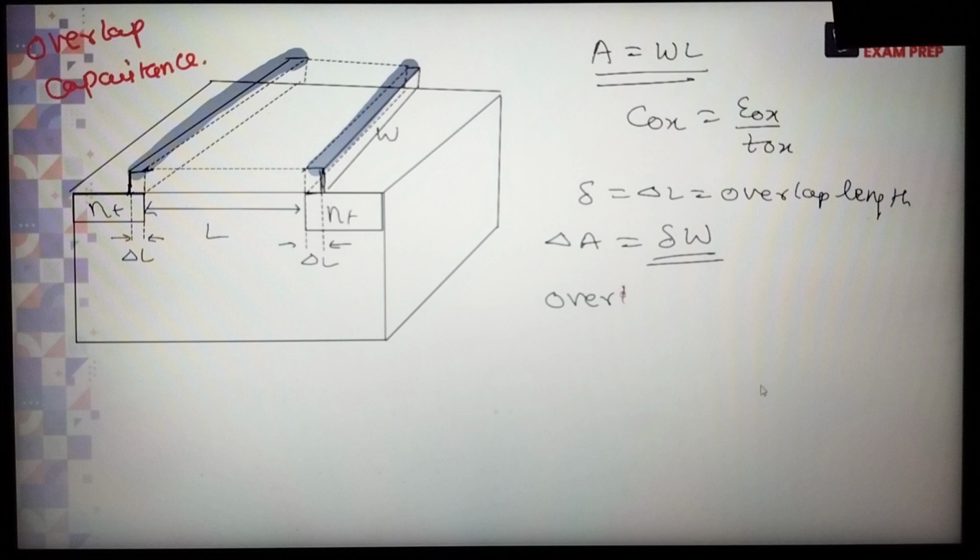Towards the gate side, towards the drain side, there is an overlapping. That is the practical problem during manufacturing, or fabrication, of the integrated circuit. So in a particular numerical, they will provide you the overlap length. They will ask you to find the overlap capacitance and what the overall capacitance is in the mathematical model.